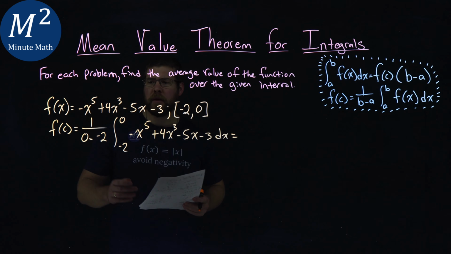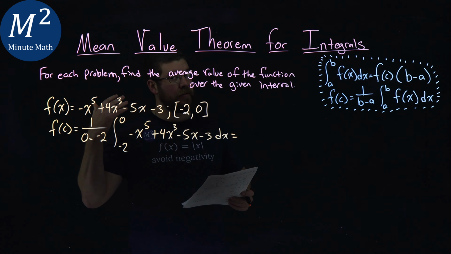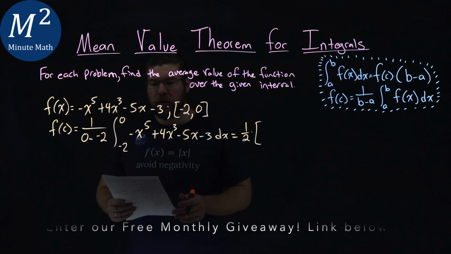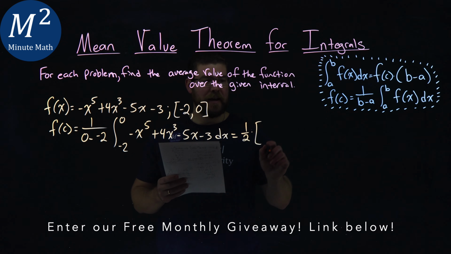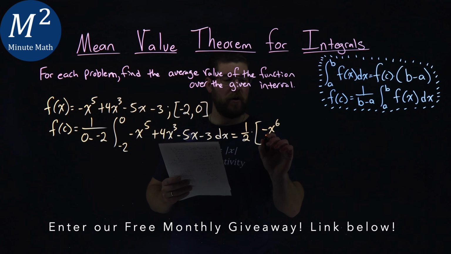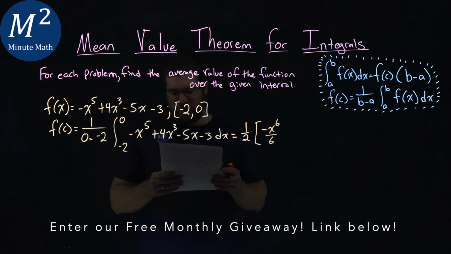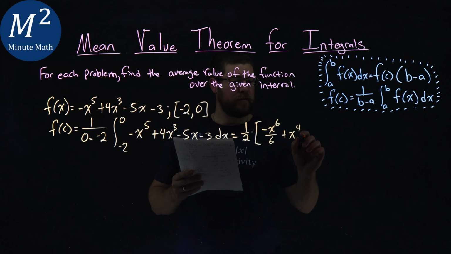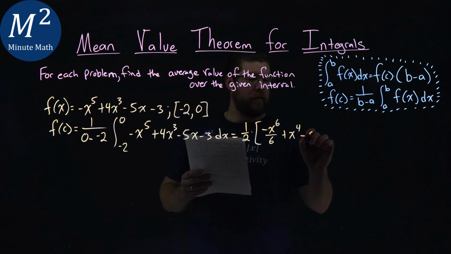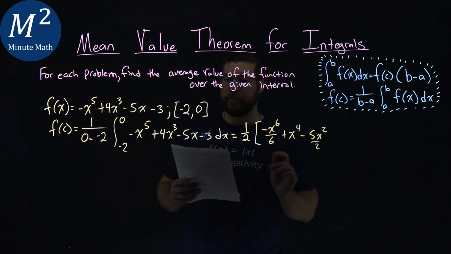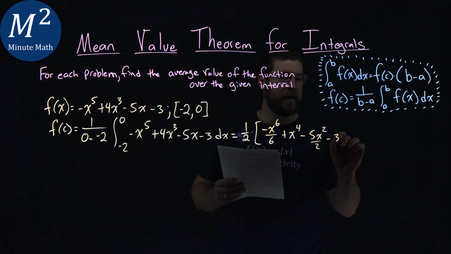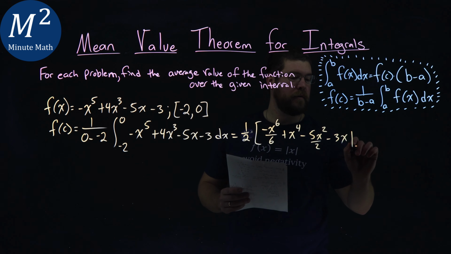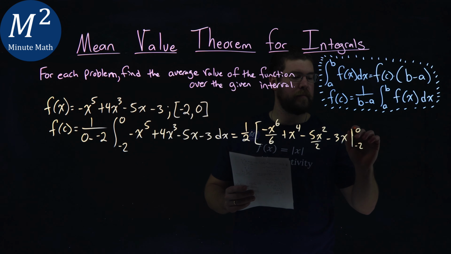What does it come out to be? Well, 1 over 0 minus negative 2 is plus a positive 2, so 1/2. Multiply that by, what's the integral of negative x to the fifth? That's negative x to the sixth power over 6. Integral of 4x to the third is just x to the fourth. Integral of negative 5x is minus 5x squared over 2. And then minus 3 is minus 3x. And we're integrating this on the interval from negative 2 to 0.